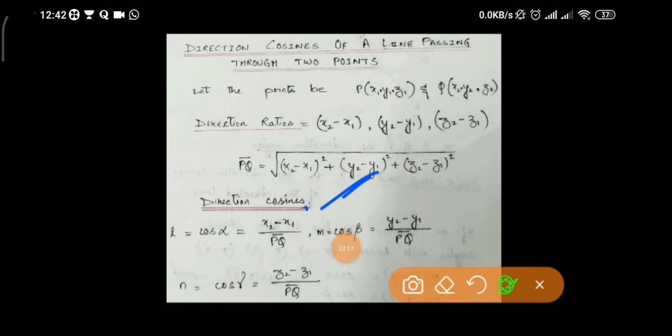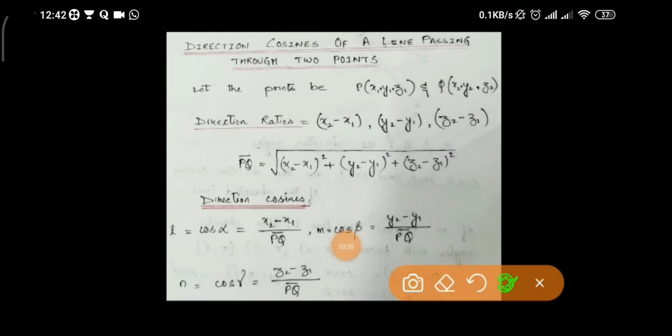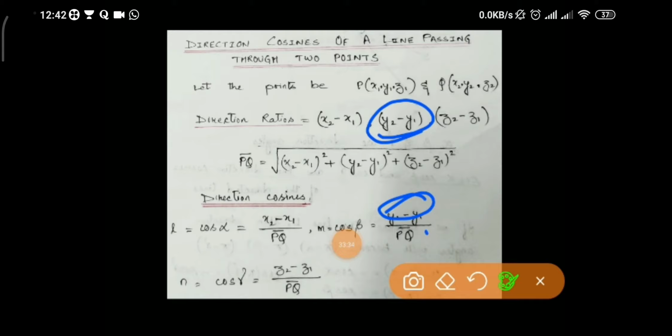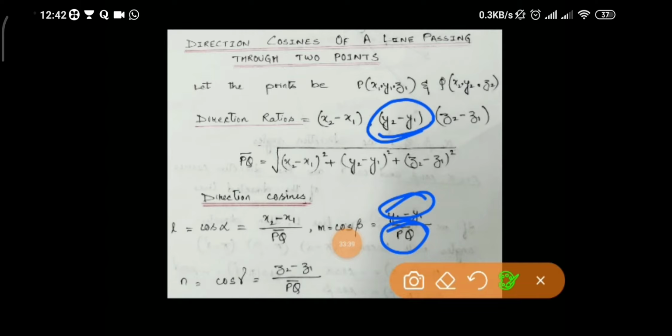Similarly for cos beta, in vectors we use b1, so here we'll be using the second direction ratio divided by the magnitude, the length PQ. Similarly, for cos gamma we will use the third direction ratio divided by PQ. I think you understand this much because you have done vectors also, so you should be familiar, you must not have forgotten.